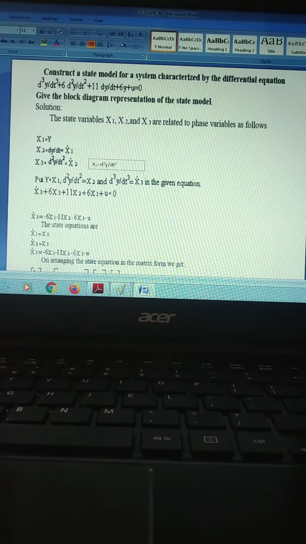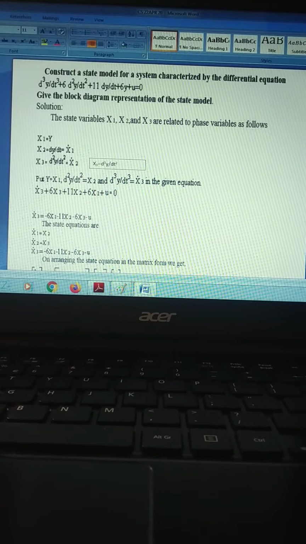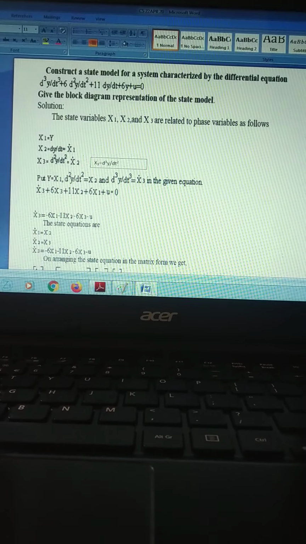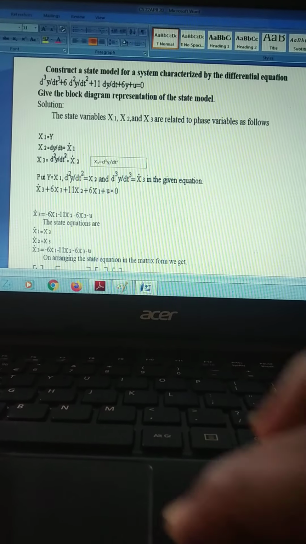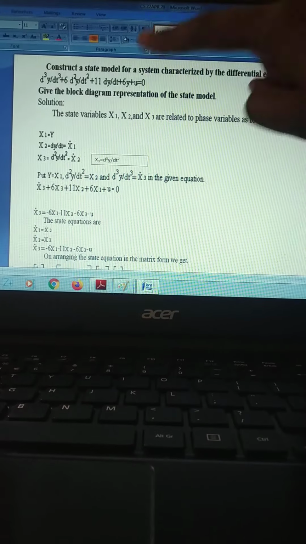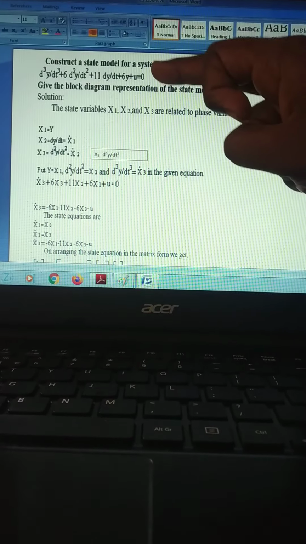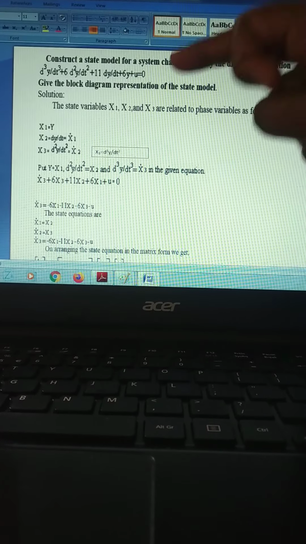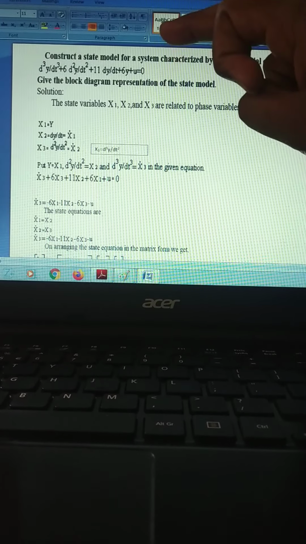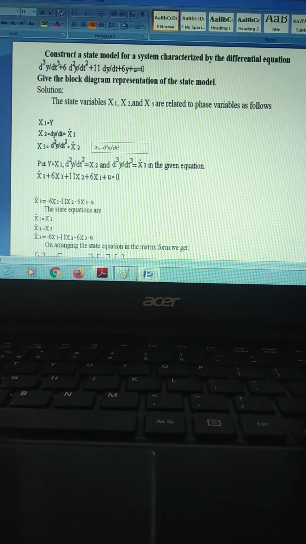Okay, students, today we are going to discuss the fifth unit, control systems, state space model. Here we are going to discuss the state model of the characteristic equation for the given differential equation. For the given differential equation, we need to find the state model and block diagram.